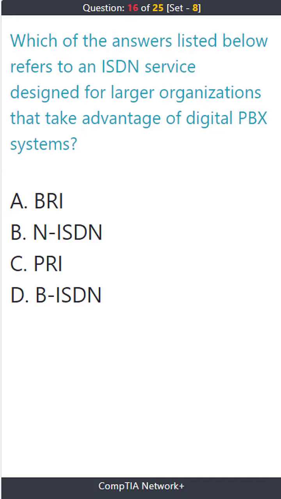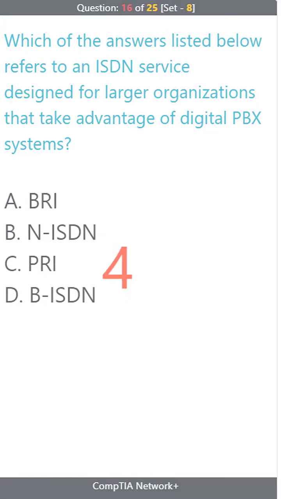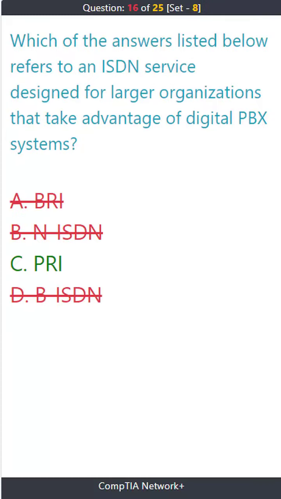Question 16. Which of the answers listed below refers to an ISDN service designed for larger organizations that take advantage of digital PBX systems? A. BRI. B. NISDN. C. PRI. D. BISDN. The correct answer is C, PRI.